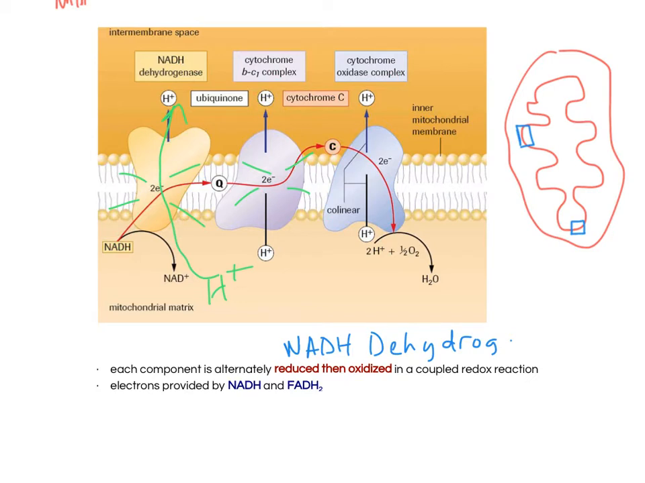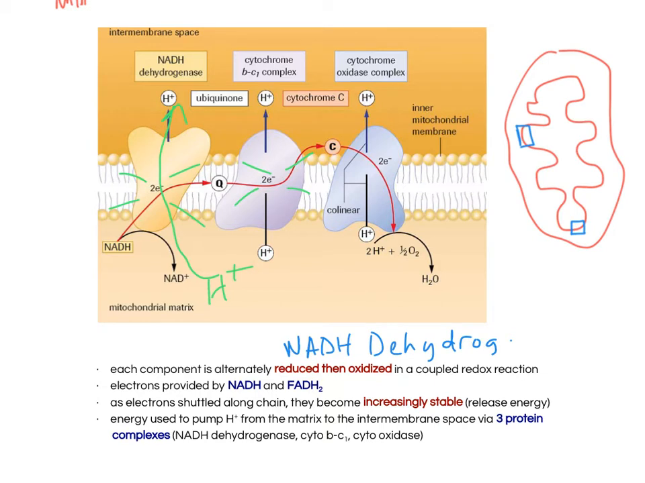And so, I think we're ready to write some stuff down now. As electrons are shuttled along the chain, they become increasingly stable, and that allows them to release energy. That energy is used to pump hydrogen ions or protons from the mitochondrial matrix to the intermembrane space, and that happens via those 3 protein complexes that we spoke of: NADH dehydrogenase, cytochrome B-C1 complex, and cytochrome oxidase complex, in that order.